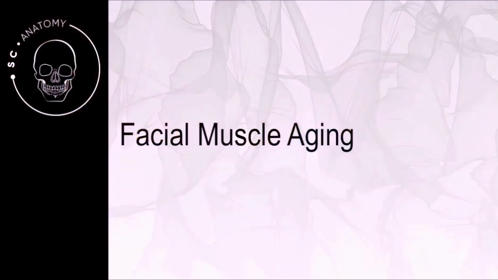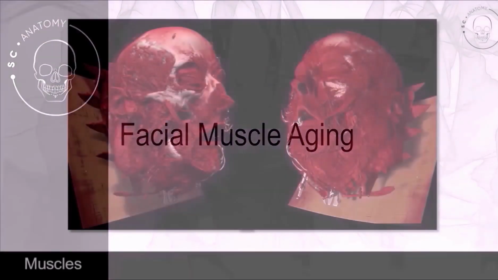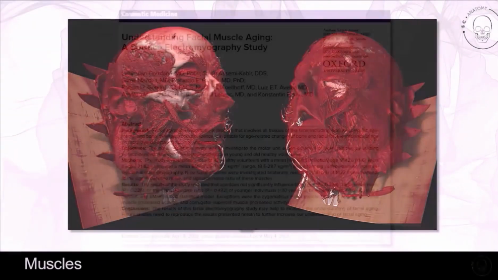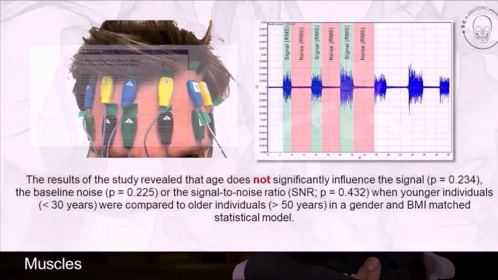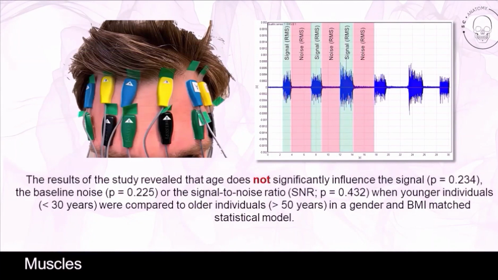So let's talk a little bit about muscle aging, especially facial muscle aging. A couple of years ago, we did a study in which we used electromyography. So it means electromyography, not by puncturing the skin, but just by clipping something on a skin surface. And then we looked through all of the muscles, and we found out that when all of the muscles are being summarized, there was no difference between young and old individuals in terms of their signal-to-noise ratio overall and in their signal overall. But I did not stop there.